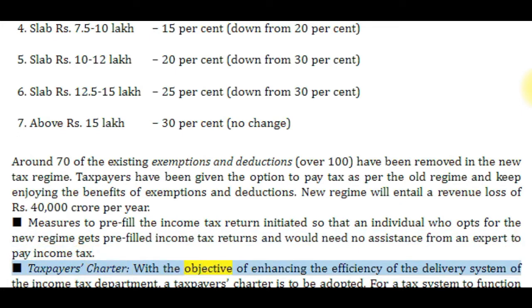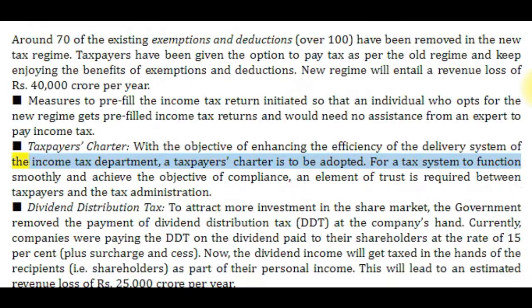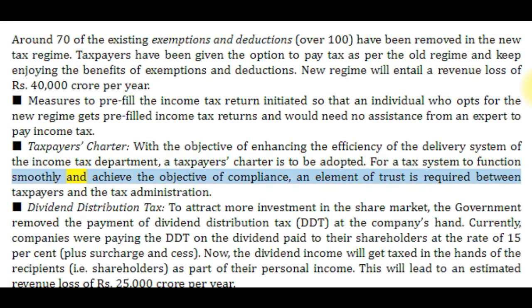Taxpayers' Charter. With the objective of enhancing the efficiency of the delivery system of the Income Tax Department, a Taxpayers' Charter is to be adopted. For a tax system to function smoothly and achieve the objective of compliance, an element of trust is required between taxpayers and the tax administration.